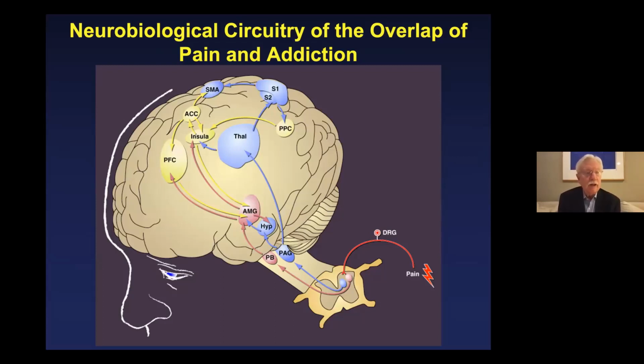But there's another pathway that was described by Jean-Marie Besson in Paris and Donald Price at Hopkins that goes directly from the dorsal root ganglia to the parabrachial nucleus to the amygdala. And if you overlap the extended amygdala with the pain pathways, you see where the correspondence is actually in the central nucleus of the amygdala.